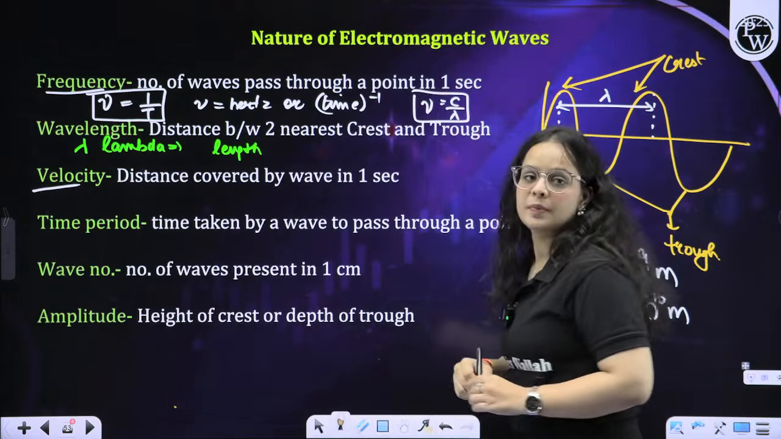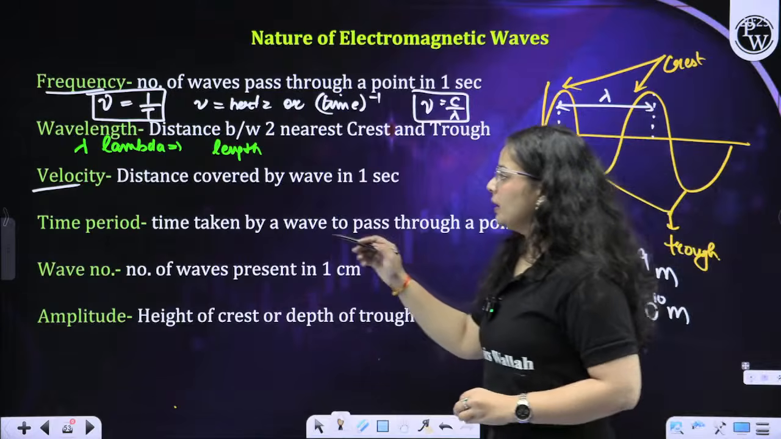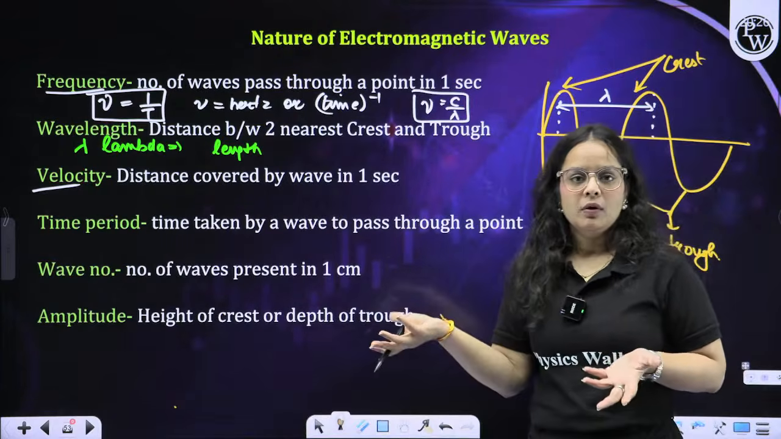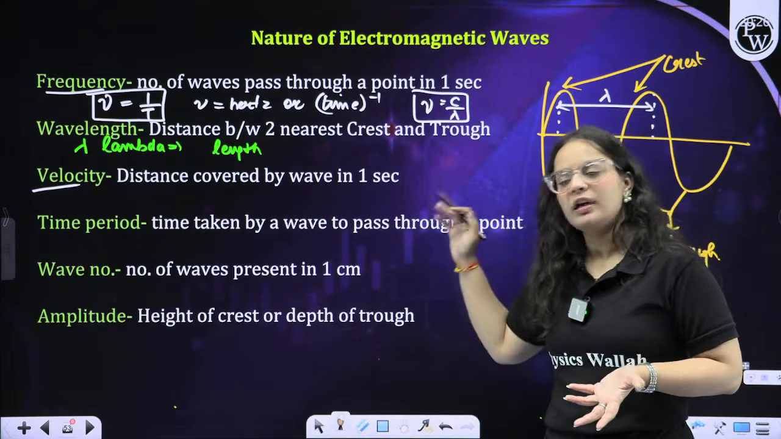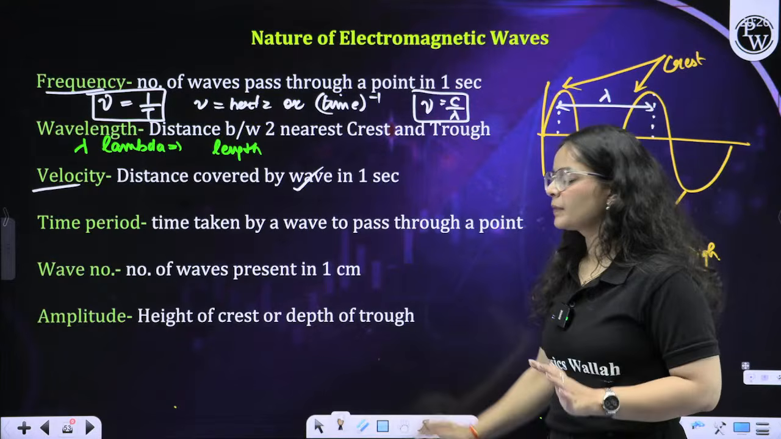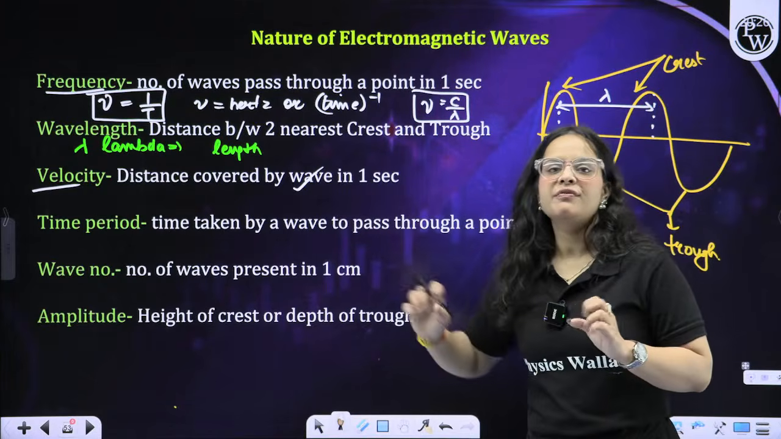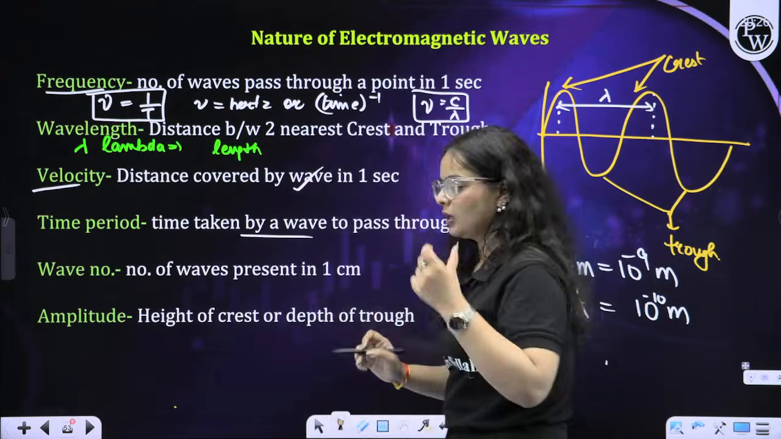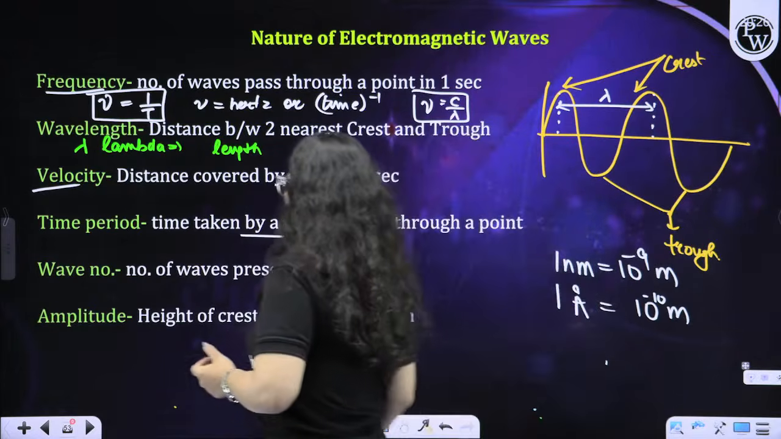C is the speed of light in vacuum. Velocity is what? Distance covered by the object in unit time. Similarly, over here we are discussing the wave. So how much distance a wave covers in a unit time, that is your velocity. Time period is how much time is taken by a wave to pass through a particular point.